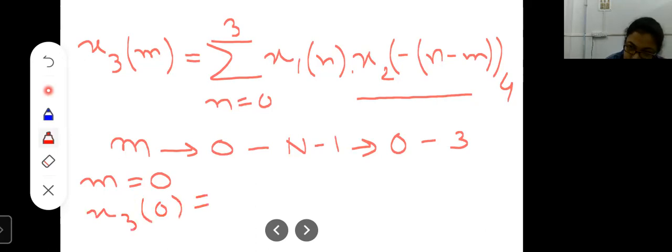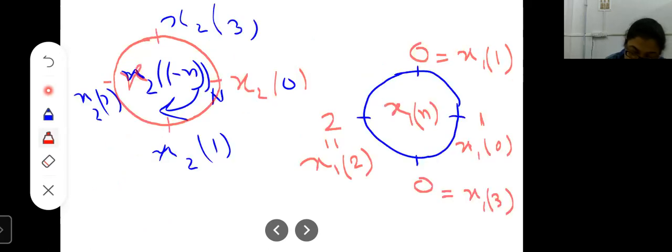So x3[0] equals to, now m equals to 0, and we already plotted this. Now the next question is multiplication. Here we have to do multiplication position wise or sample wise. Position wise means this position should multiply with this position, then again this position should multiply with this position.